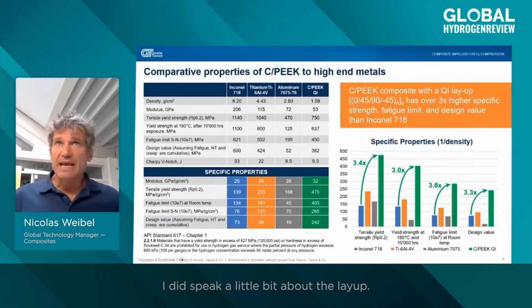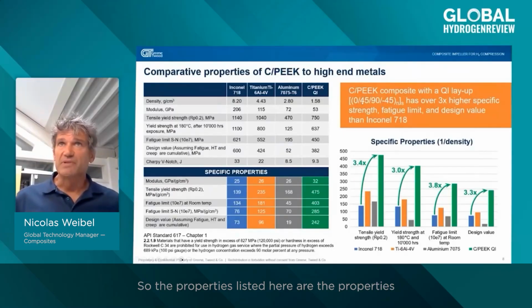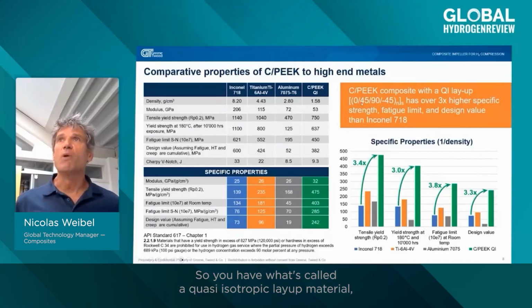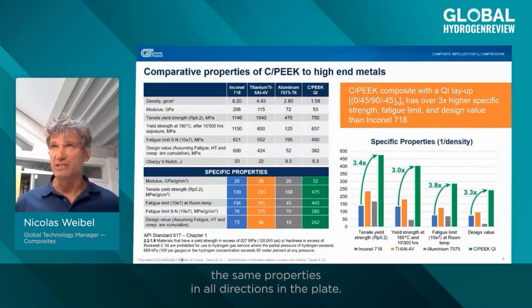I did speak a little bit about the layup. So the properties listed here are the properties you obtain when you take 4 orientations of fibers. So you have what's called a quasi-isotropic layup material, the same properties in all directions in the plane.